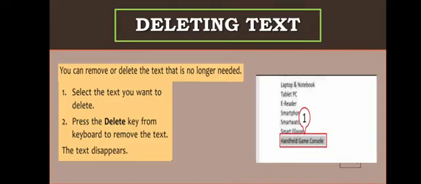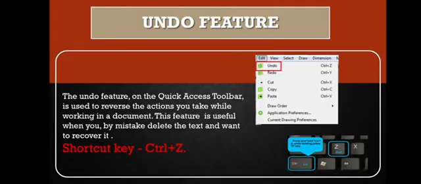Deleting text. You can remove or delete the text that is no longer needed. Select the text which you want to delete. Press the Delete key from the keyboard to remove the text. The text disappears. Undo feature. The undo feature is used to reverse the action we take while working in a document. This feature is useful when you by mistake delete the text and want to recover it.